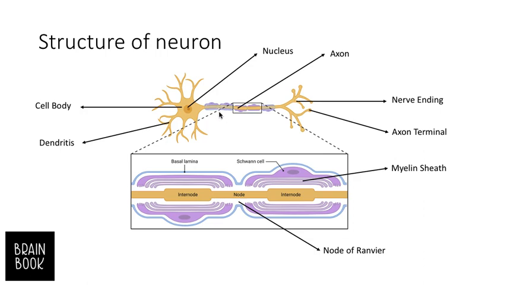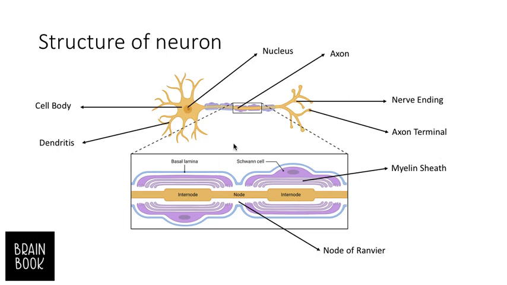These parts and locations are called nodes of Ranvier, which have their specific function. The nodes of Ranvier enable the neuron to transmit faster, and the information jumps through the Ranvier nodes.